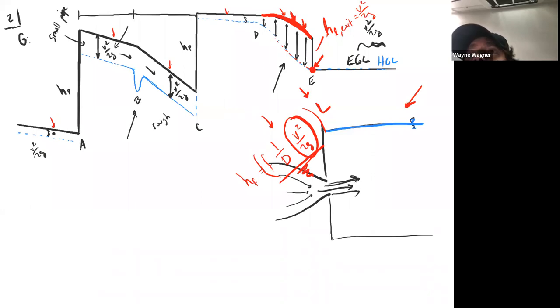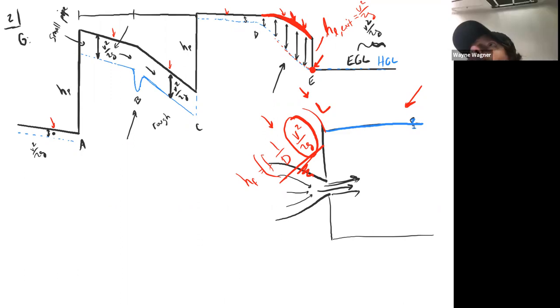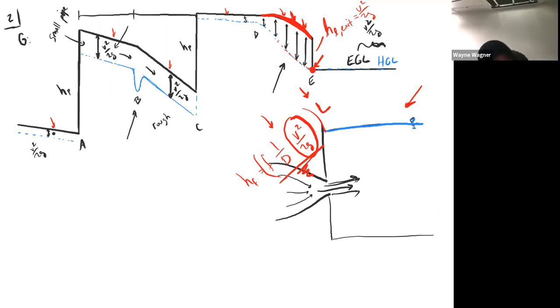Any ideas? Is that a contraction in the pipe? Okay, that's the right idea. And why do you say contraction? Because it gets faster and then it gets slower again. Right. So it's a contraction and then a re-expansion, right?